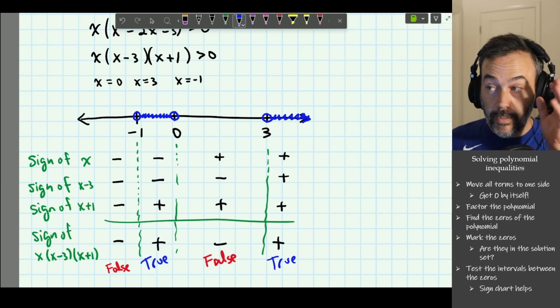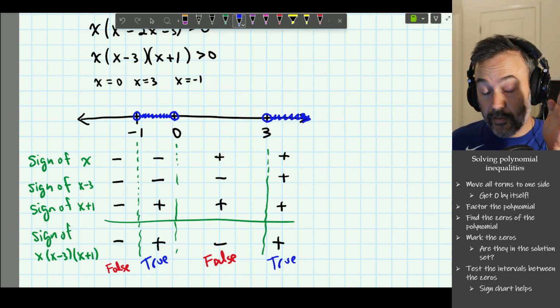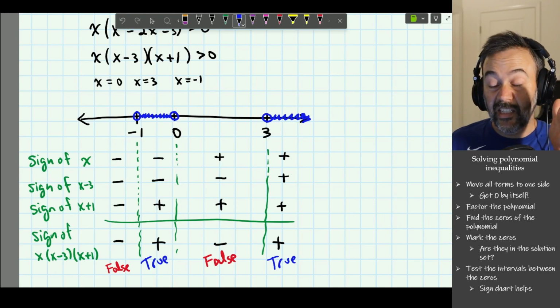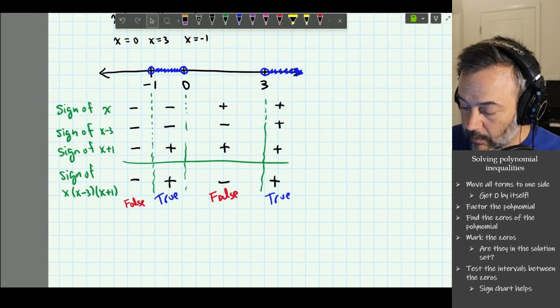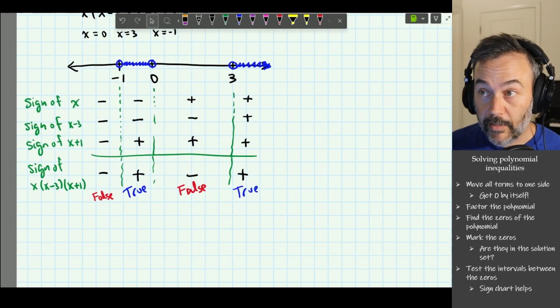All you have to do is test any one number in those intervals, or just test the sign inside that interval, and that's good enough. That tells you what you need to know. Finally, so we've graphed it.